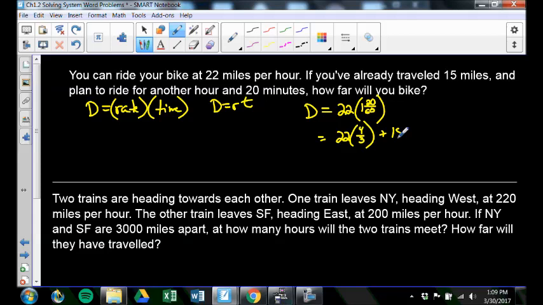Plus, we've already gone the original 15 miles. Here was the starting amount. Here is our rate, and here is our time. This is essentially a y equals mx plus b equation. This is your starting amount. This is going to be rate and time, dirt. So I do 22 times 4/3 plus 15.